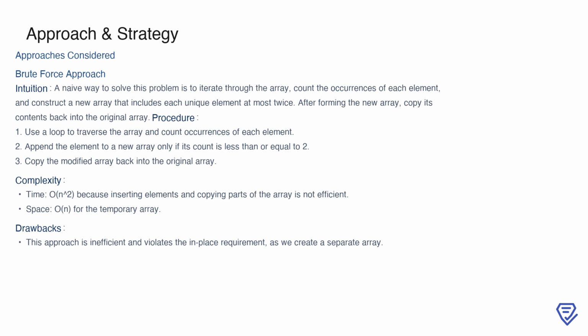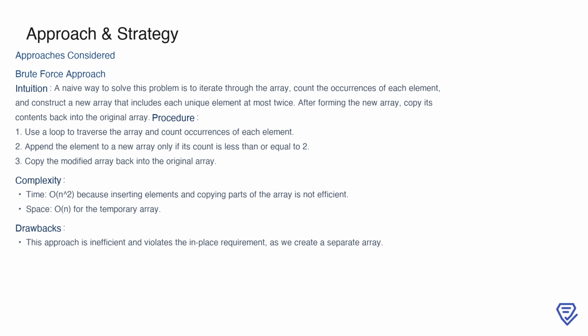We iterate through the array, count the occurrences of each element, and then construct a new array that ensures no element appears more than twice. Once this new array is formed, we copy its contents back into the original array. The procedure involves looping through the array to count occurrences, appending elements to a temporary array only if their count is less than or equal to 2, and finally copying the temporary array back into the original.